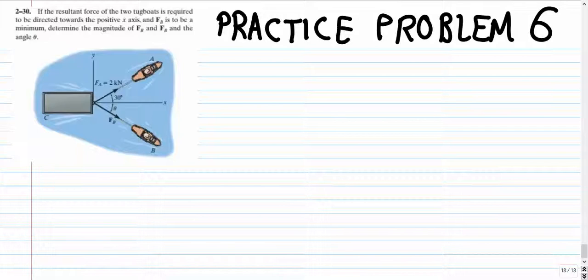Alright, so there are a couple of conditions in this question. The first condition is that the resultant force of these two forces has to be horizontal, in the direction of the positive x-axis. In other words, the resultant force has to be somewhere along this line. So Fr, or the resultant force, has to be along the positive x-axis.